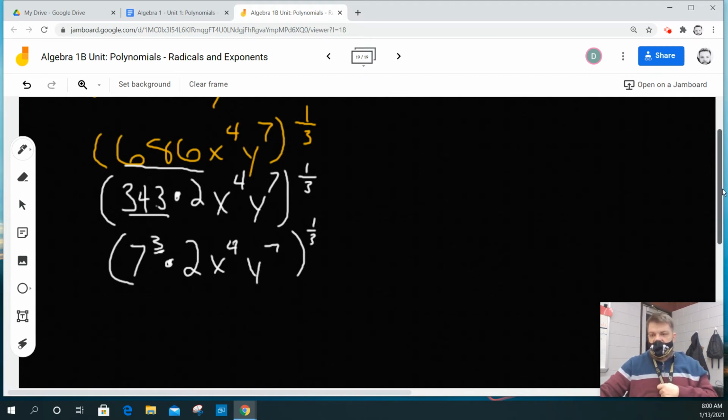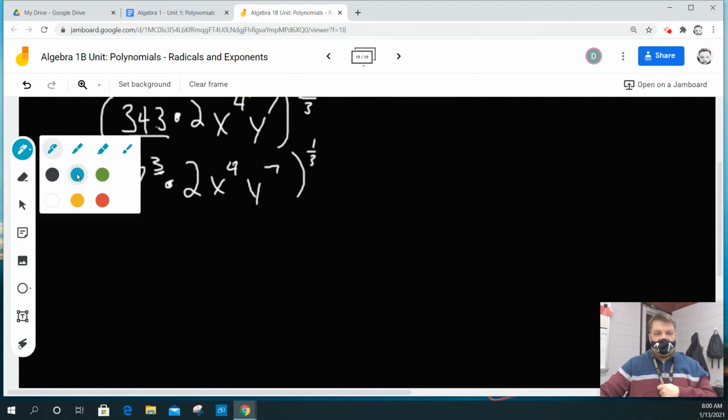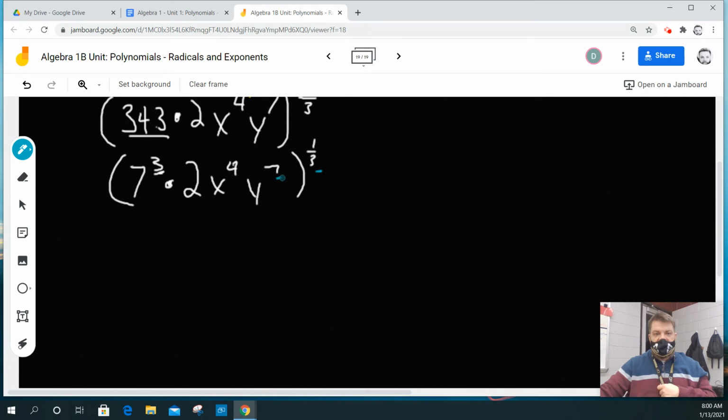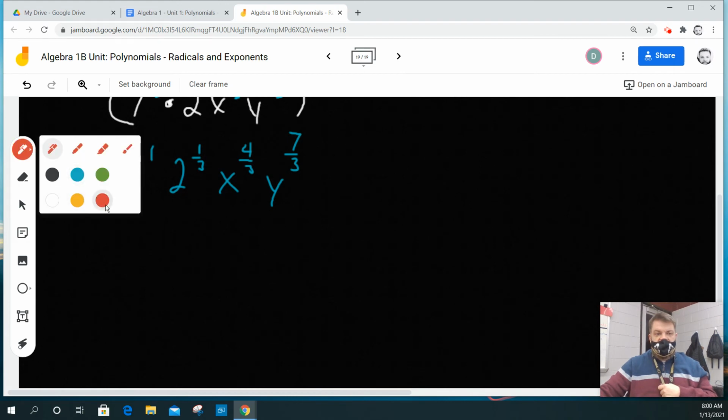So then in the next step, I'm going to distribute the 1/3, right? So this is going to be distributed by this, there's a 1 here, and by this. So 1/3 of 3 is just 1. This becomes 2 to the 1/3. This becomes x to the 4/3. This becomes y to the 7/3. And in the next line, I'm going to separate these. I'm going to leave the 7 in the front.